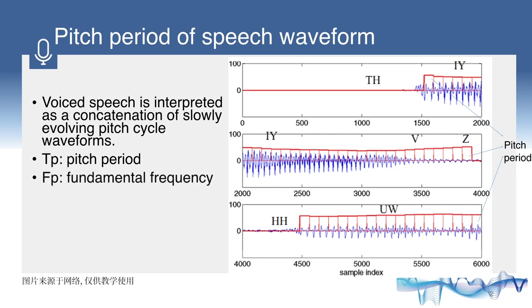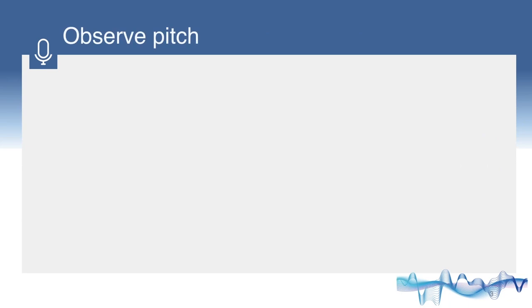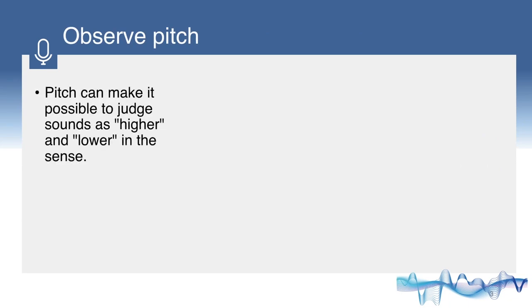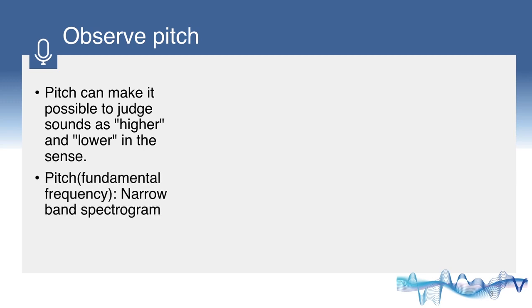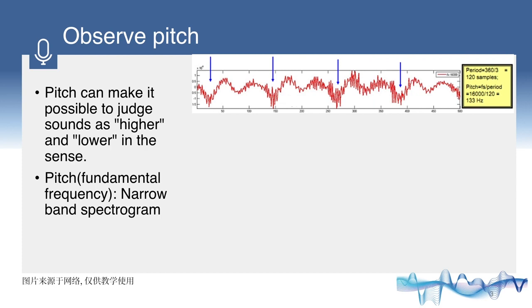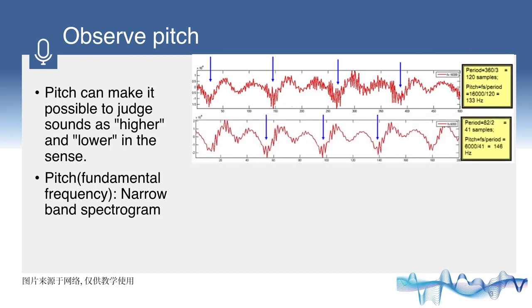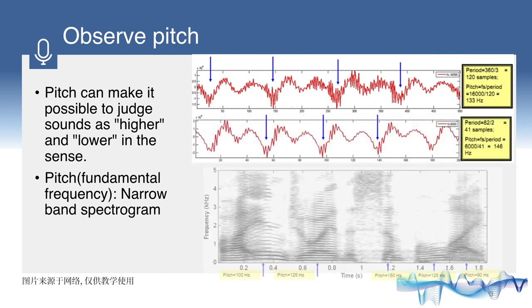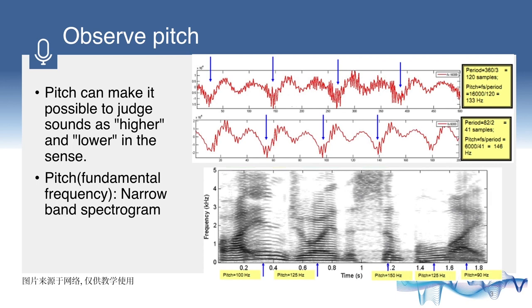As is shown in the figure, TP is the pitch period, FP is the fundamental frequency, and FP is the inverse of TP. We can observe the pitch period from the speech waveform in the time domain and observe the fundamental frequency from the narrowband spectrogram. Pitch makes it possible to judge sounds as higher and lower.